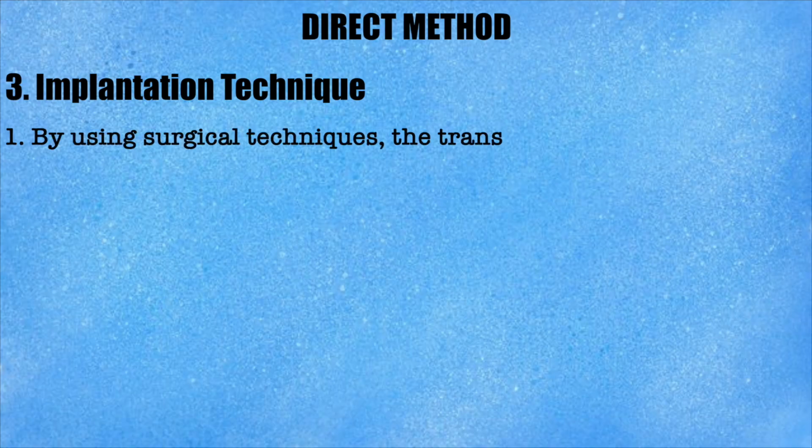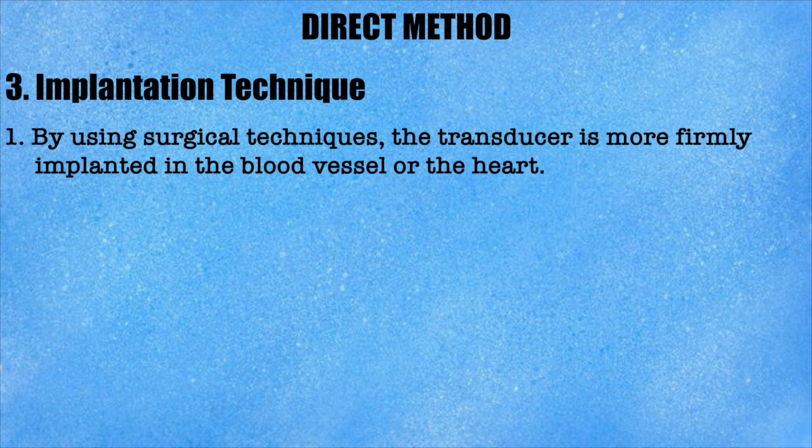The third direct method and last method is the implantation technique. In this method, by using surgical techniques, the transducer is firmly implanted in the blood vessel or the heart. So, these are some of the popular techniques of blood pressure measurement.